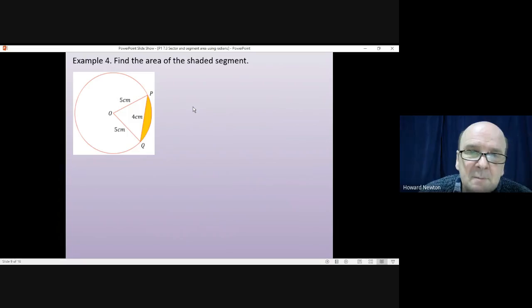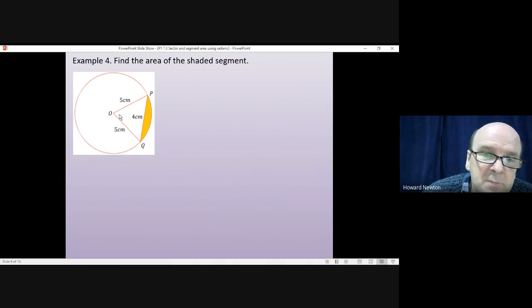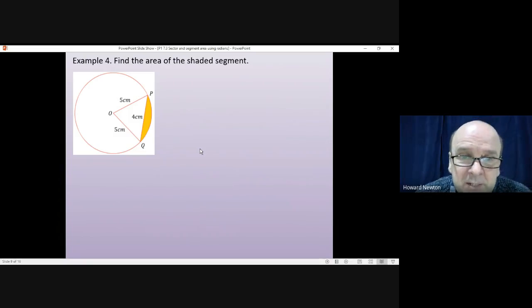Okay, the last example, find the area of the shaded segment in this diagram. In this question, we haven't been told the value of theta. So the first thing we're going to have to do, a bit like a question in the last lesson, is we're going to have to use this triangle OPQ to work out the value of theta. I'll let you have a go at doing that, pause the video, and come back to me again when you're ready.